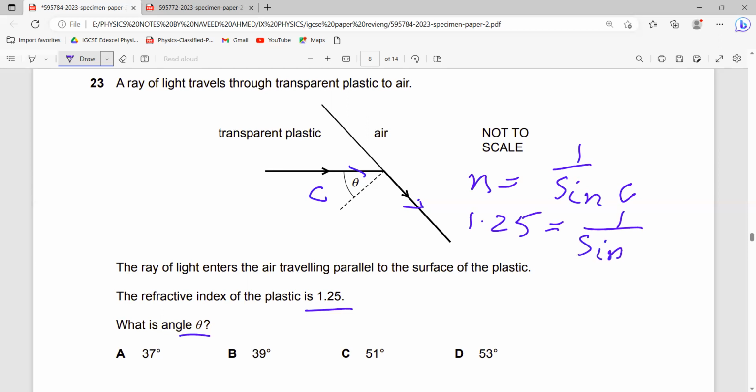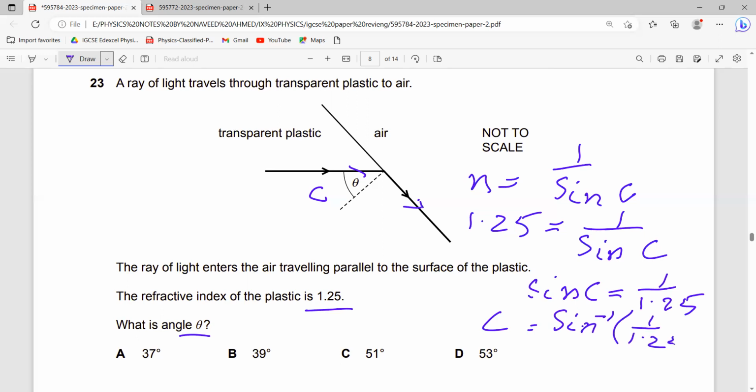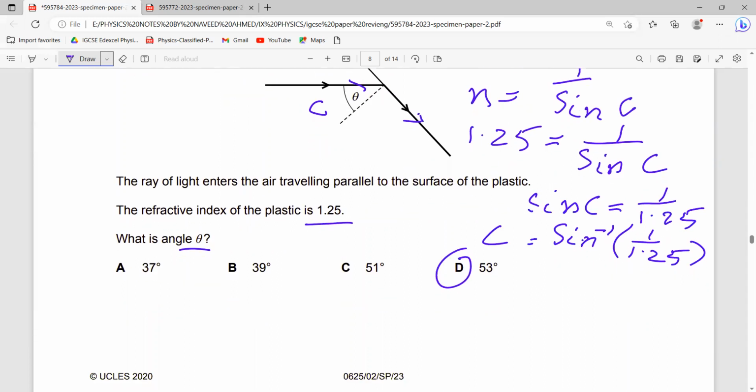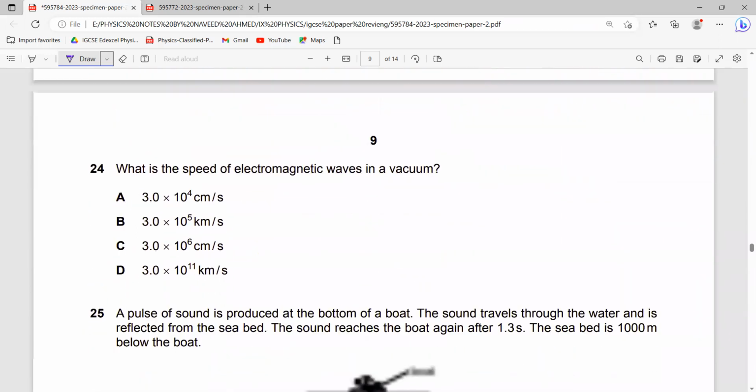C is to be calculated. Now we write it as sine C is equal to 1 over 1.25, and C would be equal to sine inverse of 1 over 1.25. So when you solve it and calculate with the calculator, you will see the answer would be about 53. D is the right option.